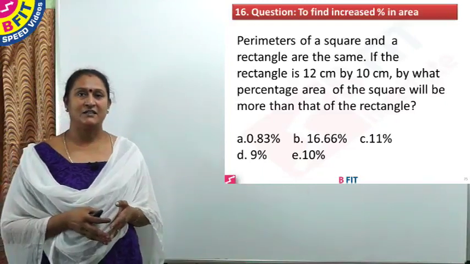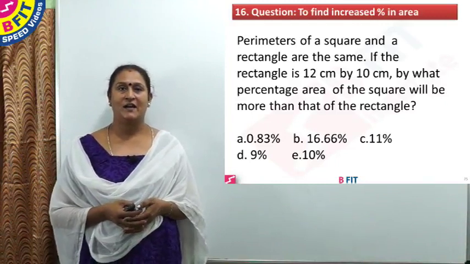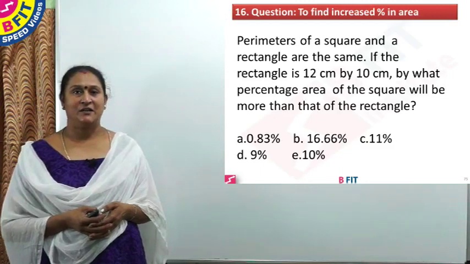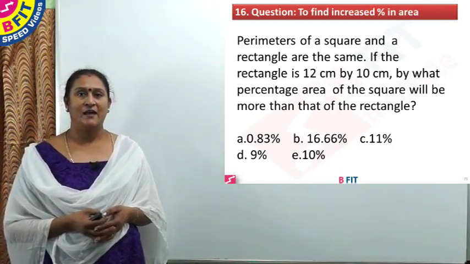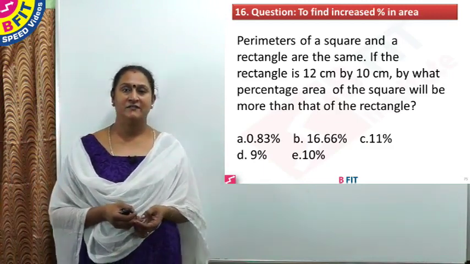So we'll see the next question. Question number 16. Perimeters of a square and a rectangle are the same. If the rectangle is 12 centimeter by 10 centimeter, by what percentage area of the square will be more than that of the rectangle? So we'll see the working.